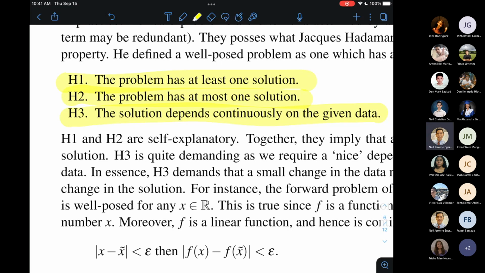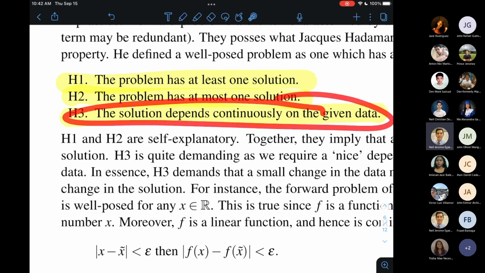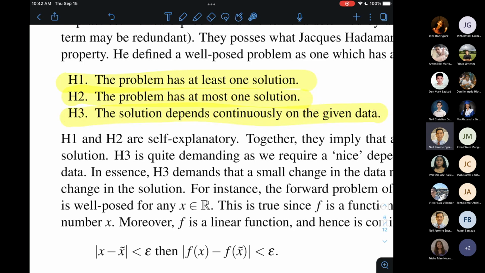In simple terms, ibig sabihin, kapag merong kaunting change doon sa data, doon sa problem, dapat maliit lang din yung change na nakokos niya doon sa solution. Alright? So yun yung ibig sabihin ng the solution depends continuously on the given data. This terminology, yung H3 yung pagkaka-state dito sa handout, ay medyo mathematical. You'll be talking about continuous dependence. Parang kailangan i-review yung konsepto ng continuity.